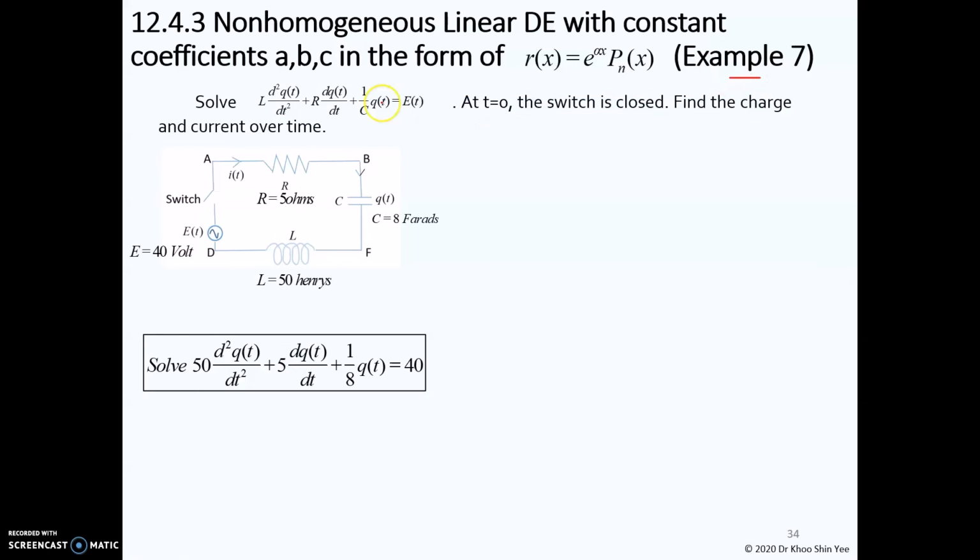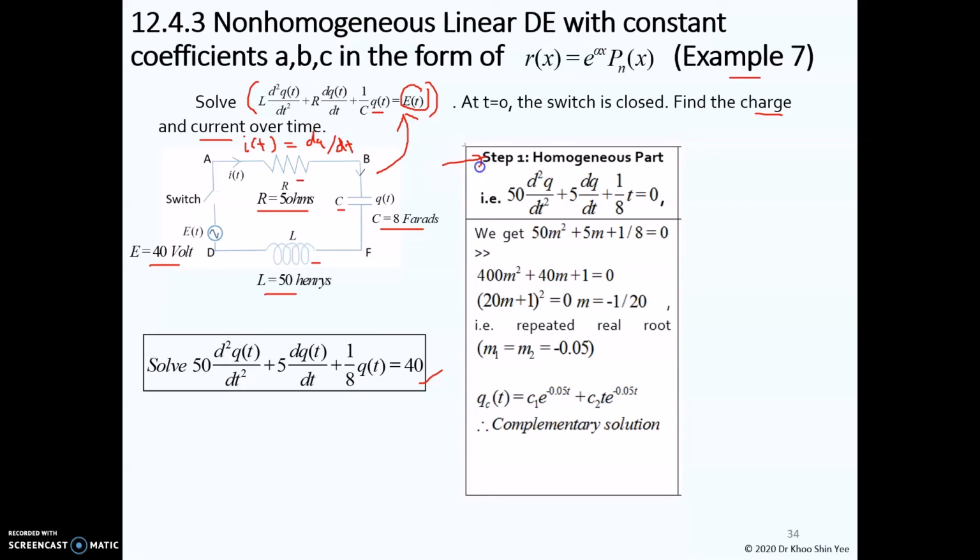In this example, you have an electrical circuit which consists of a resistor, capacitor, and inductor. This circuit can be modeled by the second order ODE here, where Q is the charge and the current, you should know, I equal to dq over dt. E is the electrical supply, which is the voltage here. After we substitute the resistance, capacitance, and inductance inside the equation, you should obtain this.